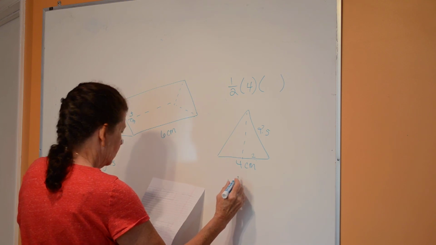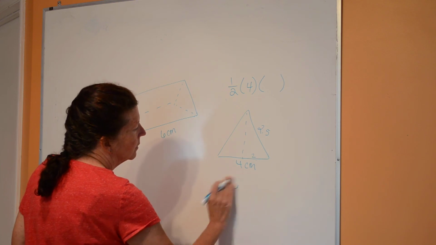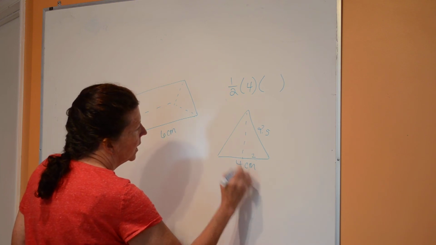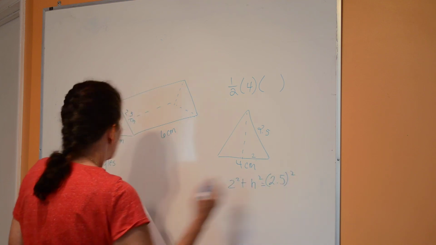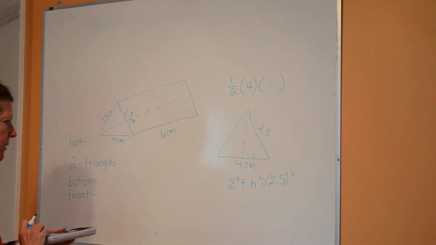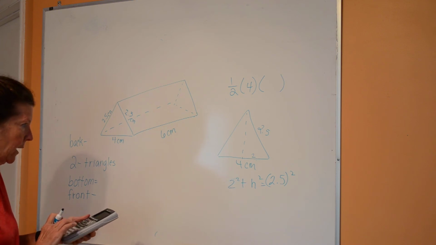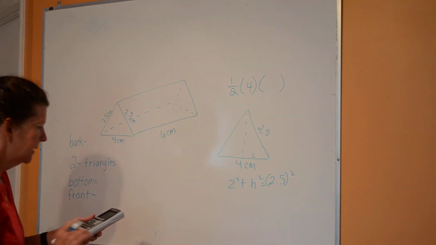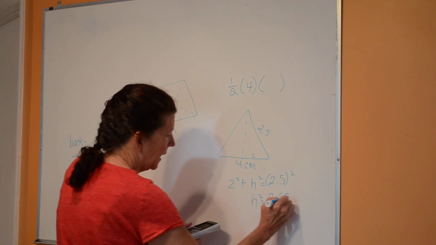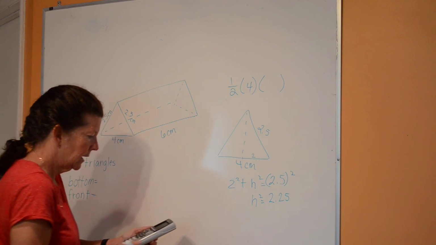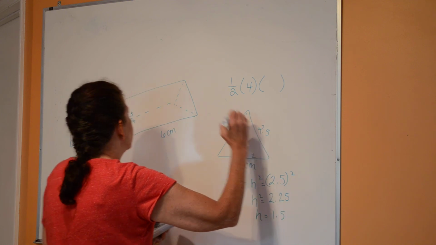I think I did this wrong. 2 squared plus the height squared is equal to 2.5 squared. So let's do that. So I have 2.5 squared minus 4 is equal to 2.25, so h squared is equal to 2.25. I'm going to take the square root of that, and it's going to give me a height of 1.5. So that's 1.5 right there.